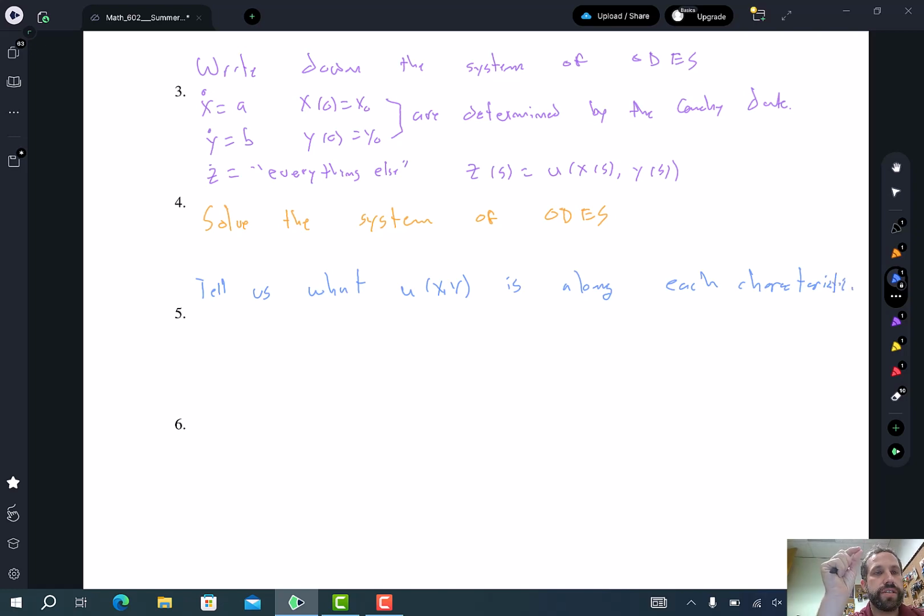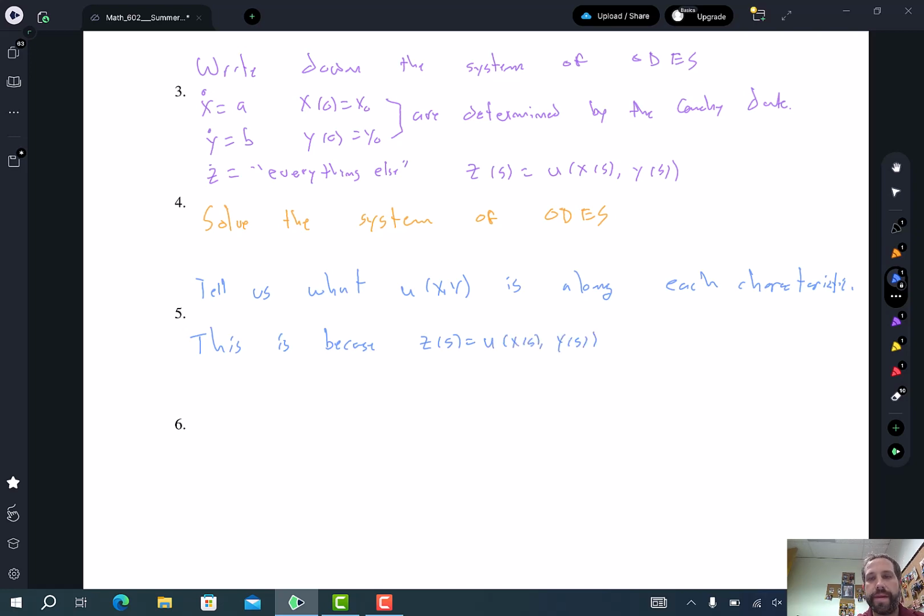So given a characteristic, we know it's going to start at some x naught, y naught, and given s units along the curve there, or however you want to think about it, z of s is going to be the solution of u at that point. So along each characteristic, we know exactly what u is. This is because the way we've defined z of s is equal to u along the characteristic.